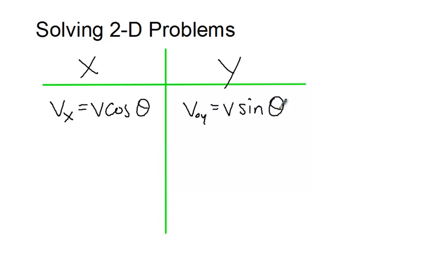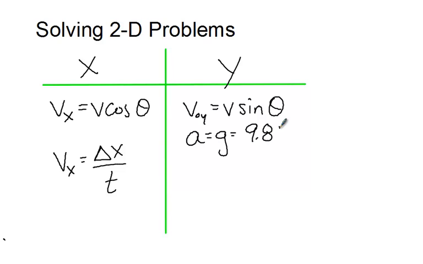Okay, so the equation that you will always use on the x side is that Vx equals delta x over t. Okay, that's the only equation you will use on the x side, because it's the only equation that applies to constant velocity. On the y side, we know lots of other different pieces of information. We know the acceleration due to gravity is 9.8 meters per second squared downward.